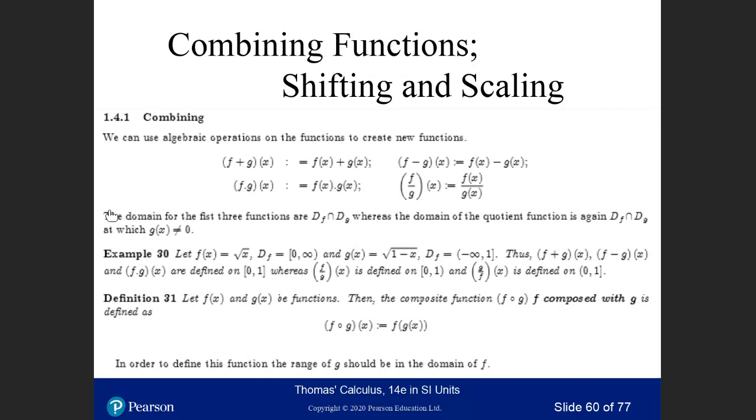Okay, let's continue from where we left off. We said we can use algebraic operations to create new functions from two given functions. The example we did was f plus g, defined as f of x plus g of x. f minus g of x is f of x minus g of x. f times g of x is f of x multiplied by g of x. And f over g is f of x divided by g of x.